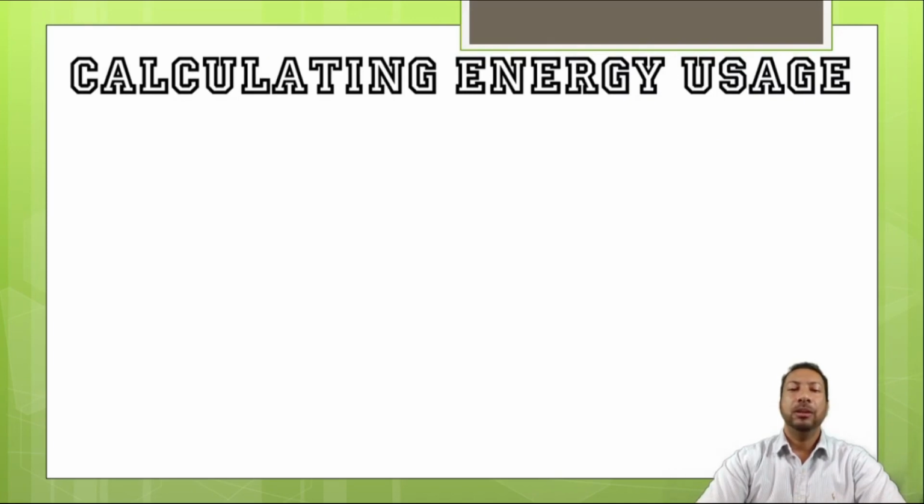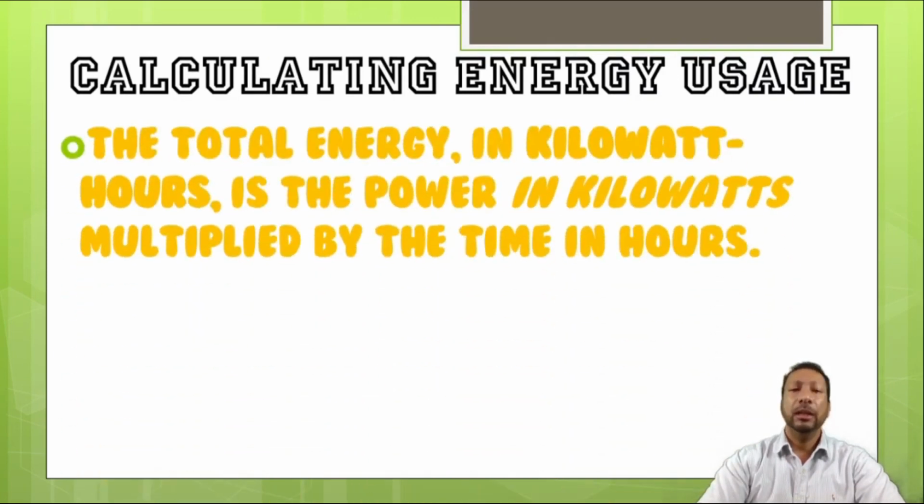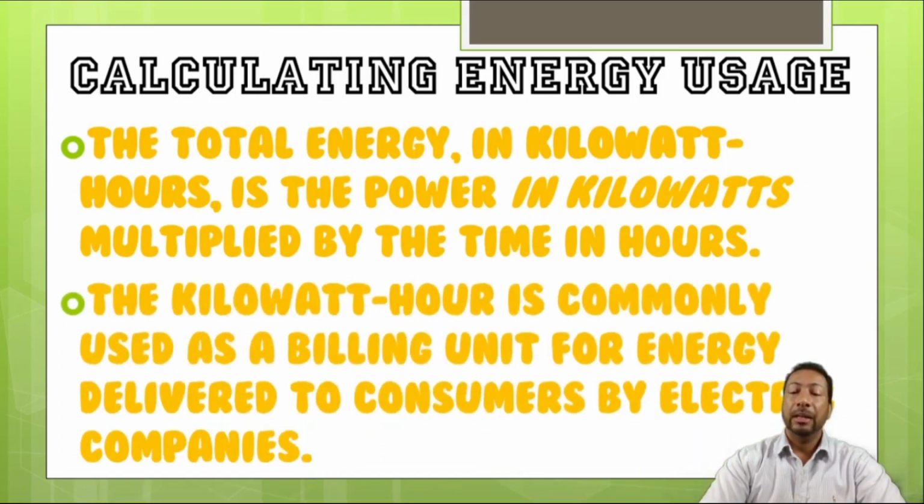Now we come to calculating energy usage. So the total energy in kilowatt hours is the power in kilowatts multiplied by the time in hours. Remember that since power is energy divided by time, then energy is power multiplied by time. So if we multiply power in kilowatts by the time in hours, we get the unit of kilowatt hours. And it is commonly used as a billing unit for energy delivered to consumers by electric companies.